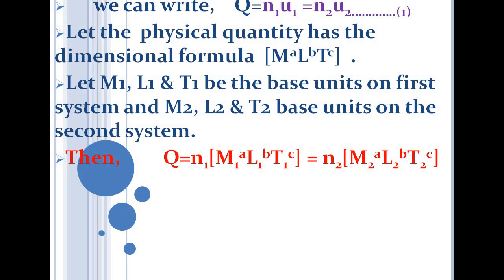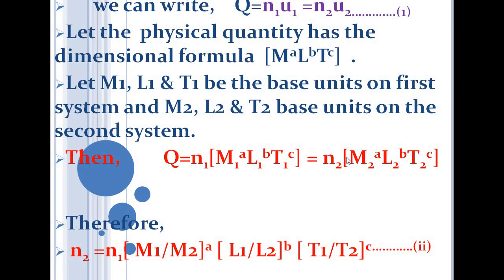In the second system of unit, the base units are M2, L2 and T2, so we can write M2 power a, L2 power b and T2 power c for the dimension of the given physical quantity in the second system of unit. So we may write equation 1 as Q equals n1 M1 power a, L1 power b, T1 power c equals n2 M2 power a, L2 power b and T2 power c.